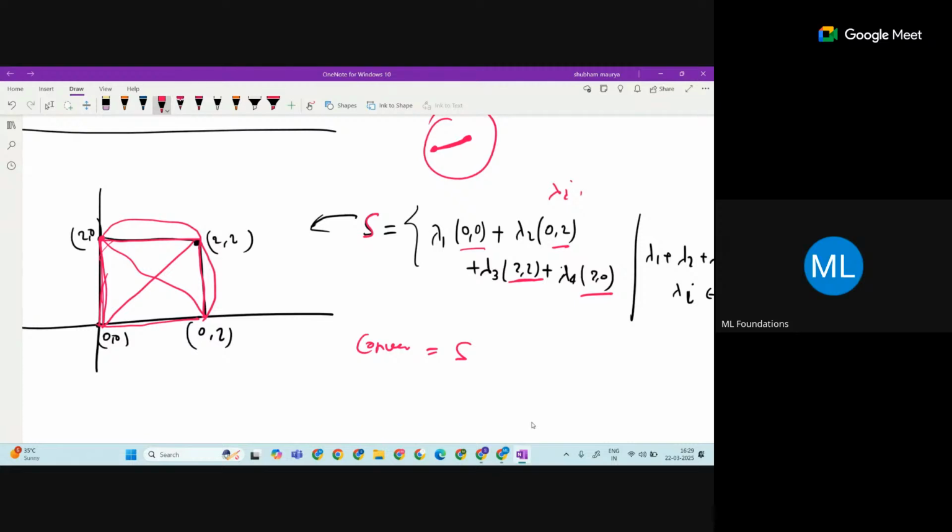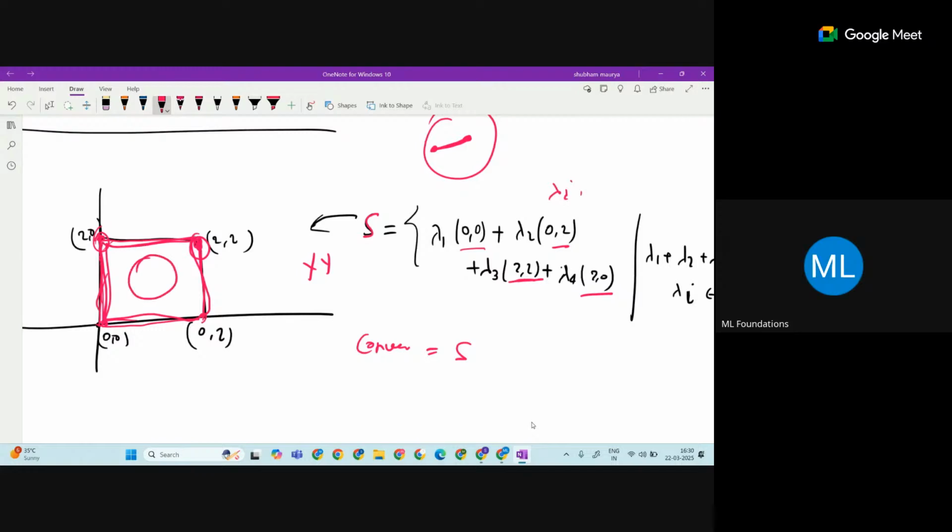And intersection of all possible convex sets. So in that, if you think about this xy plane, this xy plane is also a convex set which contains this point, also this point, all points. Then whatever figure we are getting is also a convex set which contains all these 4 points.